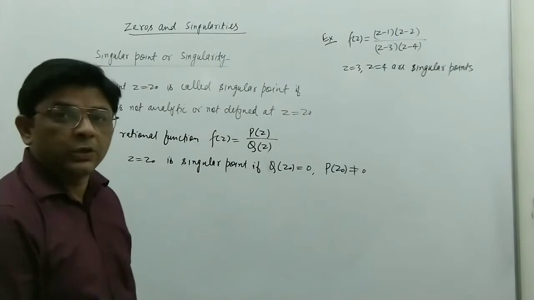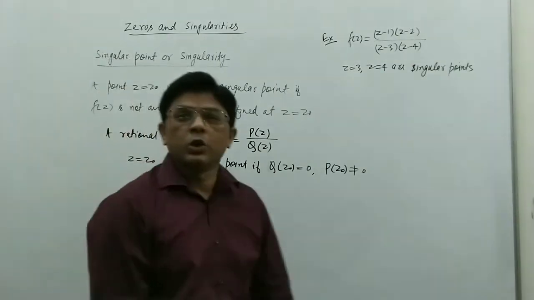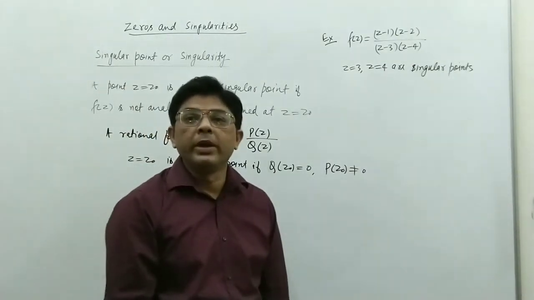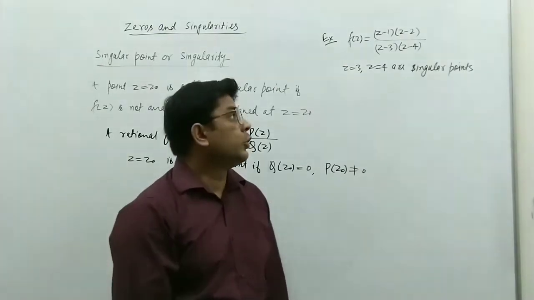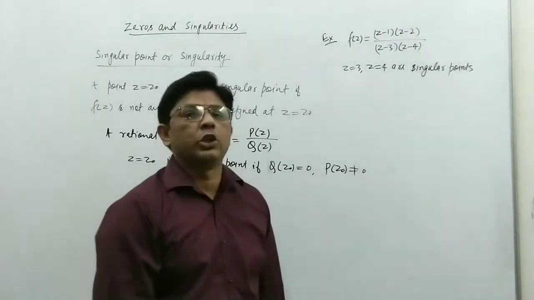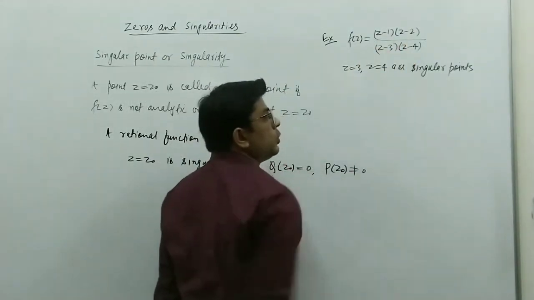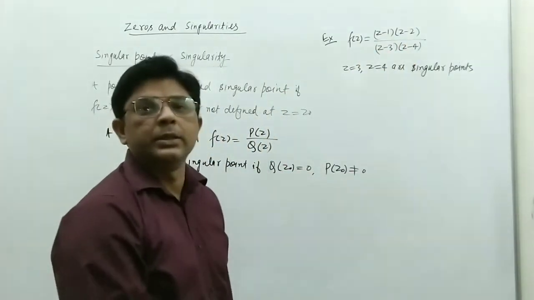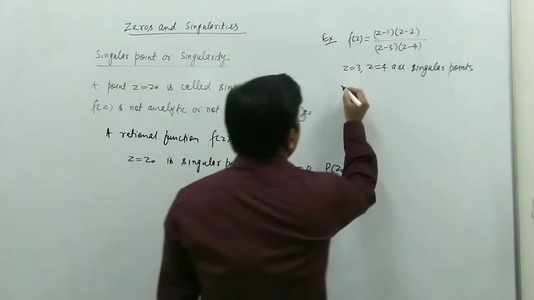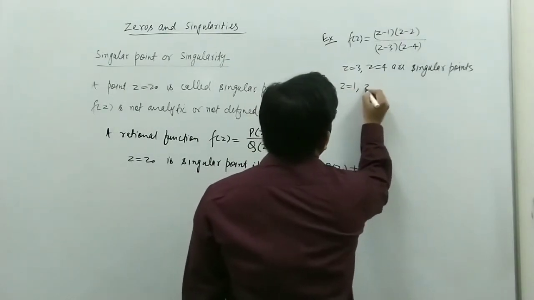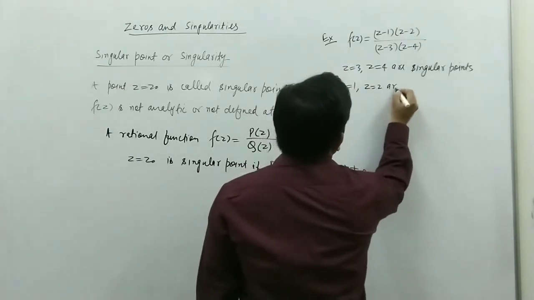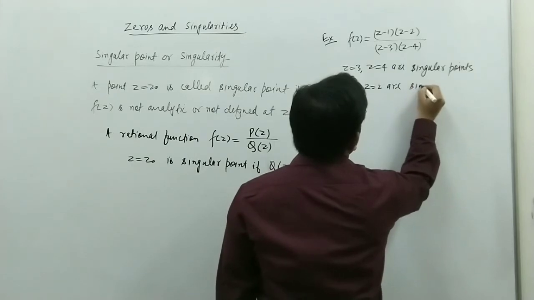Also, we can find the zeros. So zeros are those points at which the numerator is 0, and singularities are those points at which the denominator is 0. So here z equal to 1 and z equal to 2 are the zeros, and they are simple zeros. z equal to 1, z equal to 2 are simple zeros.